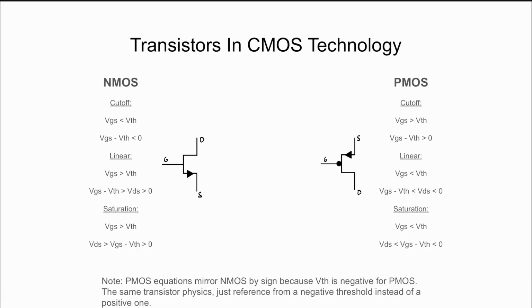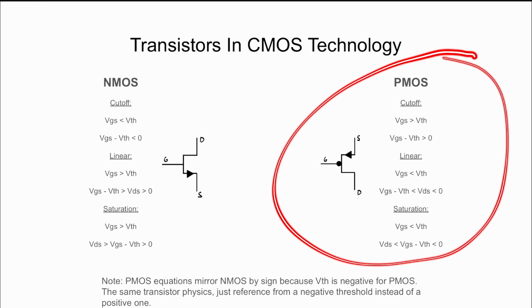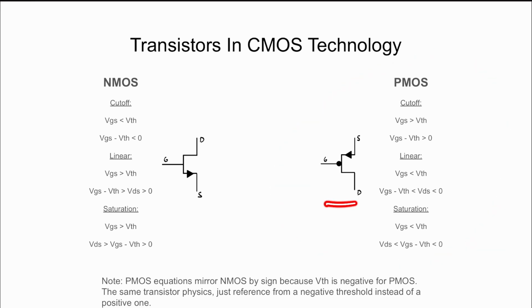So everything in CMOS logic and CMOS circuits comes down to two transistor types working together. You have the NMOS and the PMOS. On the left-hand side of the screen, you'll see the NMOS, its schematic symbol, along with its three key equations for the three operating regions. That would be the cutoff, linear, and saturation regions. On the right-hand side, you'll see the PMOS circuit schematic along with the equations for the similar cutoff, linear, and saturation regions. Now, if you'll notice, the equations are exact mirrors of each other.